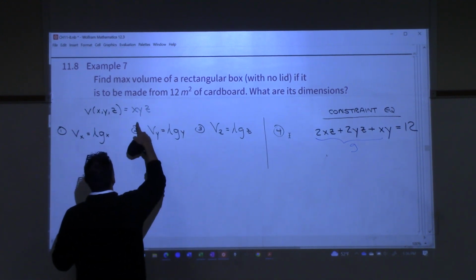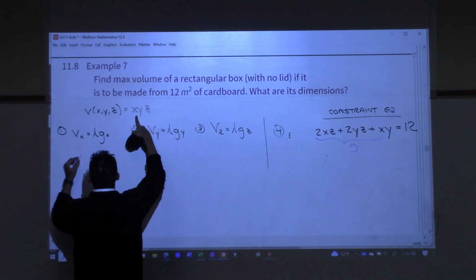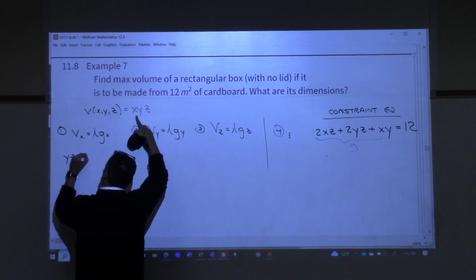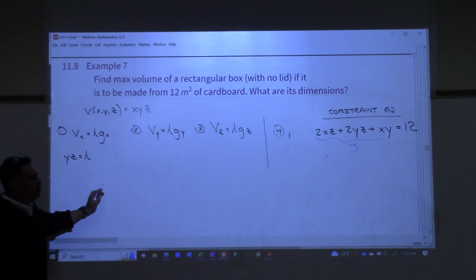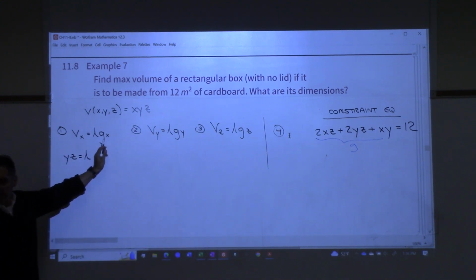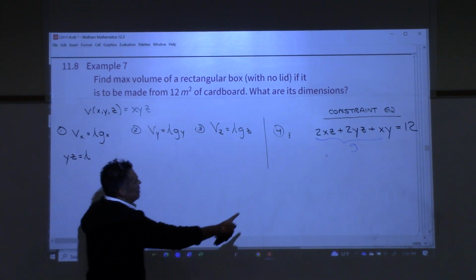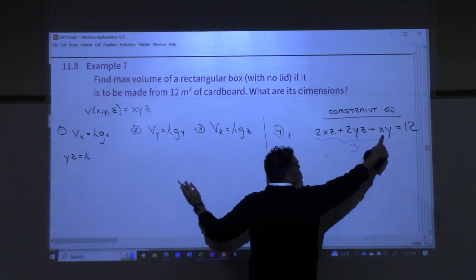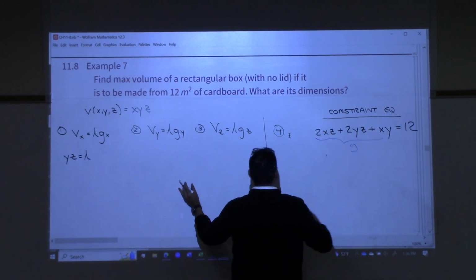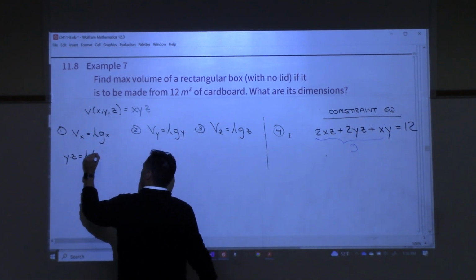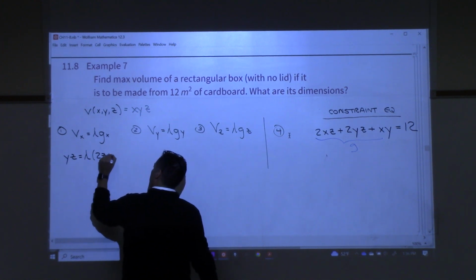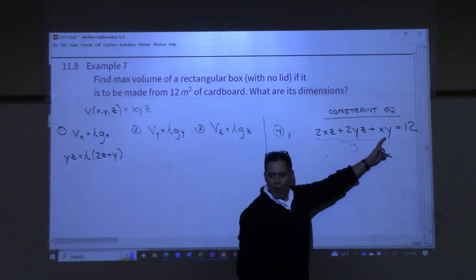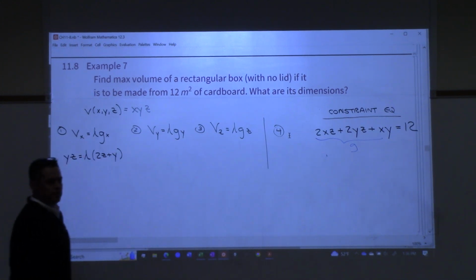Partial of v with respect to x is going to be yz equals lambda. Now be careful, partial of g with respect to x, be careful here. 2z plus y, because there's no x's in here. So 2z plus y, that's two terms, so I need to put it in parentheses, 2z plus y. Let me double check. 2z plus y. Got it?